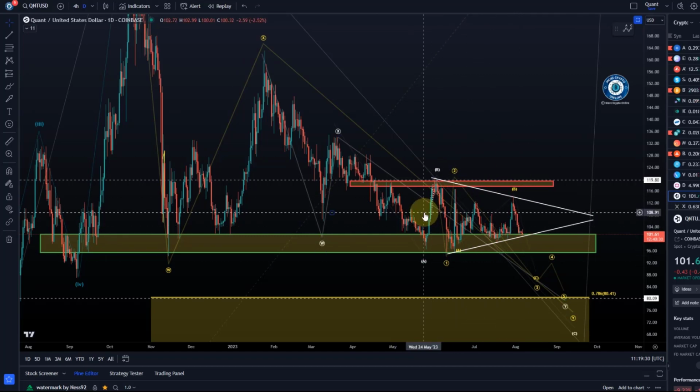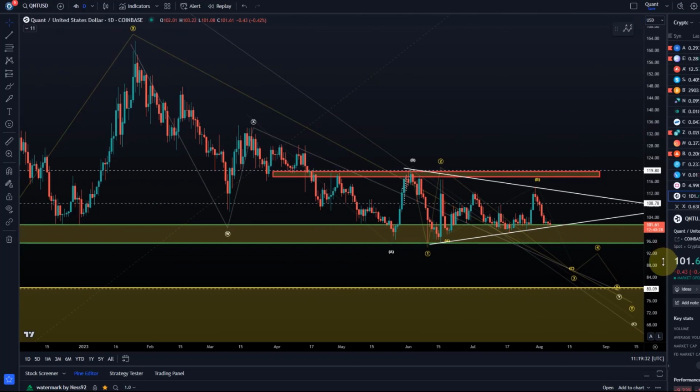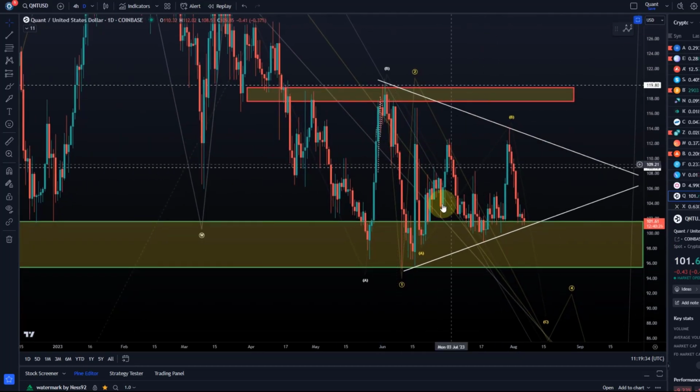Yes, you can get some green candles, absolutely, but from here, at least so far, they haven't been sustainable in terms of creating a long-term uptrend or anything. They have only been corrective rallies.